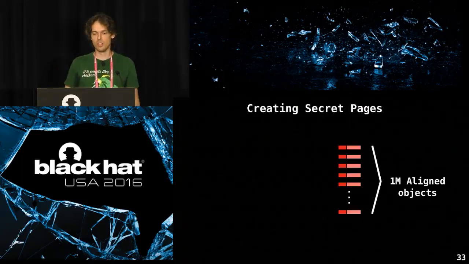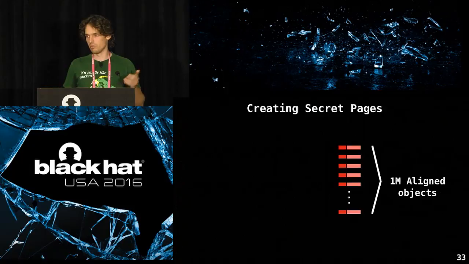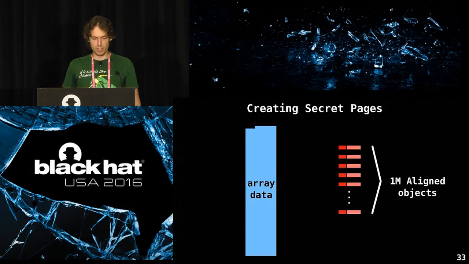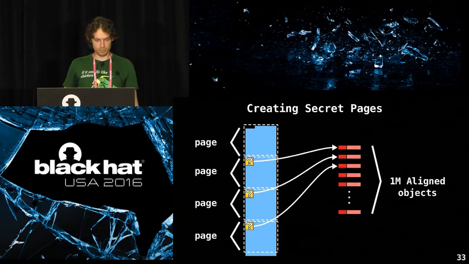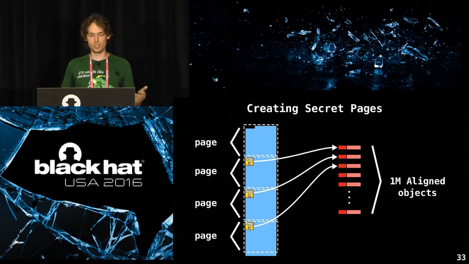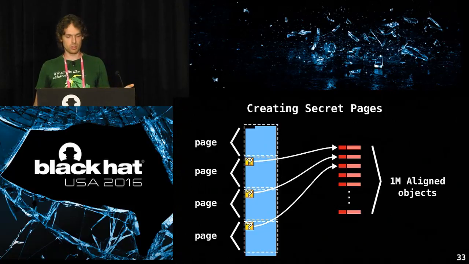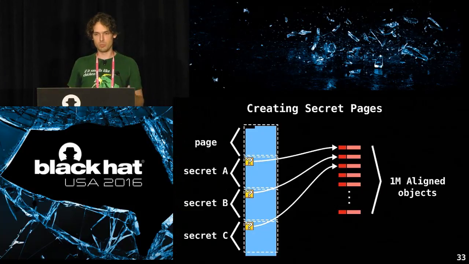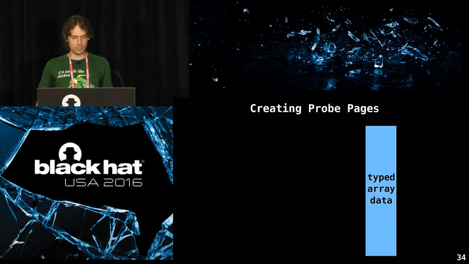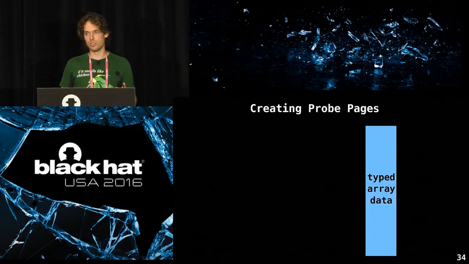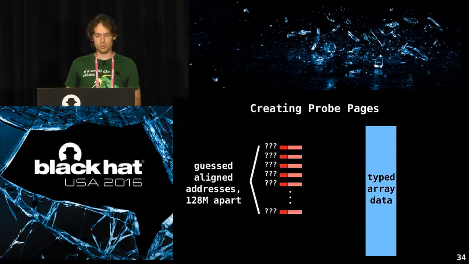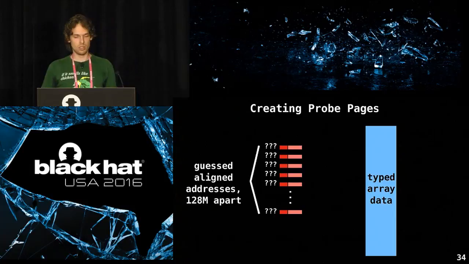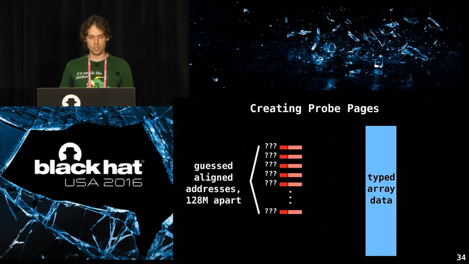So how does this work in practice? We have our list of potentially 1 megabyte aligned objects. Then we take an array, and we create references to these objects, which happen to be pointers. We now have pages with secrets in them. These pages encode the secret that we want to leak. On the other hand, we use a typed array, which in JavaScript allows us to control the memory completely, to fill that array with pages which look like the same array pages, but with addresses of guess objects.